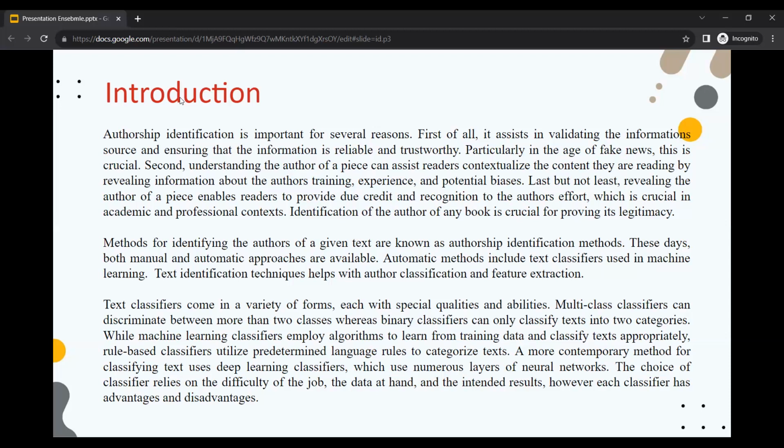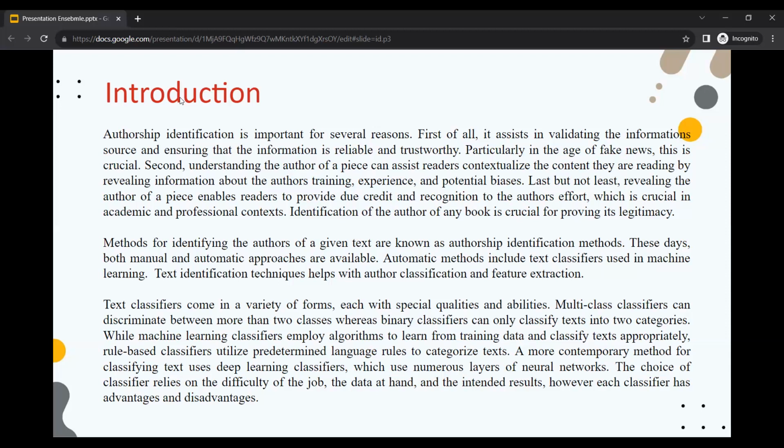Second, understanding the author of a piece can assist readers in contextualizing the content they're reading by revealing information about the author's training, experience, and potential biases. Last but not least, revealing the author of a piece enables readers to provide due credit and recognition to the author's effort, which is crucial in academic and professional contexts. Identification of the author of any book is crucial for proving its legitimacy.